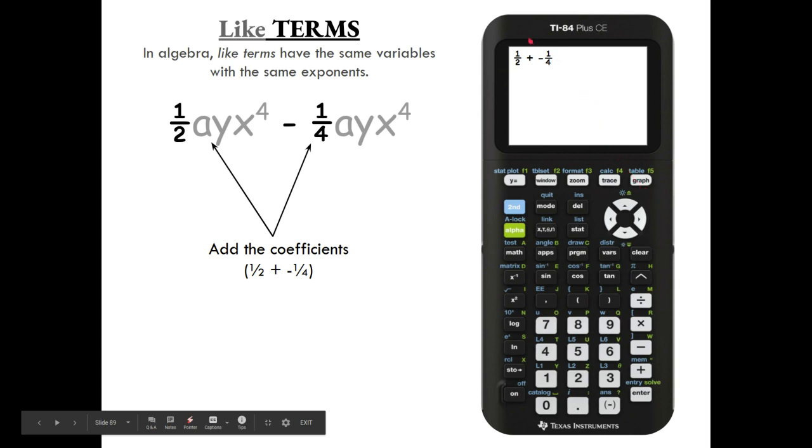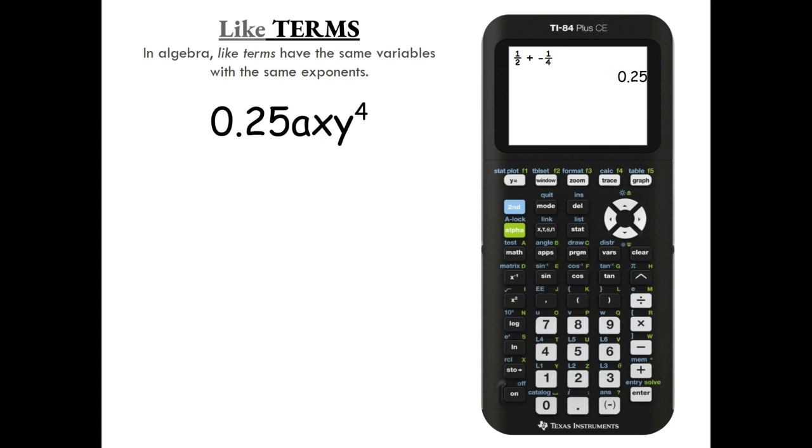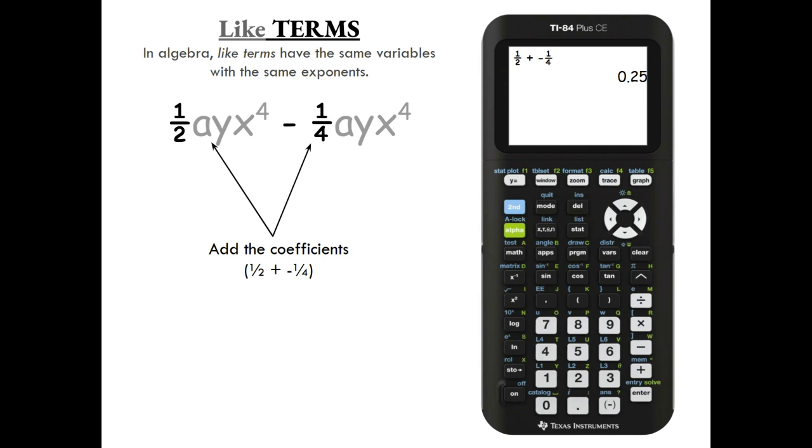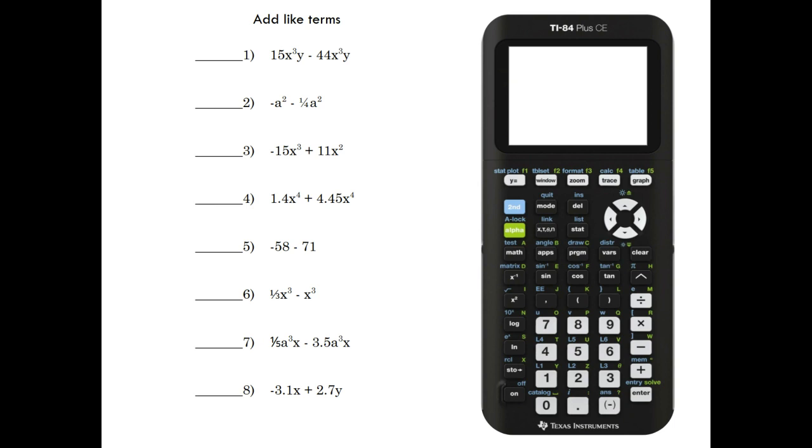Then you go to the right, plus, and the second coefficient is a negative 1/4. So you write negative 1/4, and then you press enter, and you'll get a fraction. But to turn it into a decimal, you do math, and you go down to DEC, and you press enter, and you get a decimal, 0.25. The answer is not 0.25, but 0.25 a x y to the fourth, right? You don't just write the number. That's the coefficient, 0.25. a y x to the fourth is the answer.